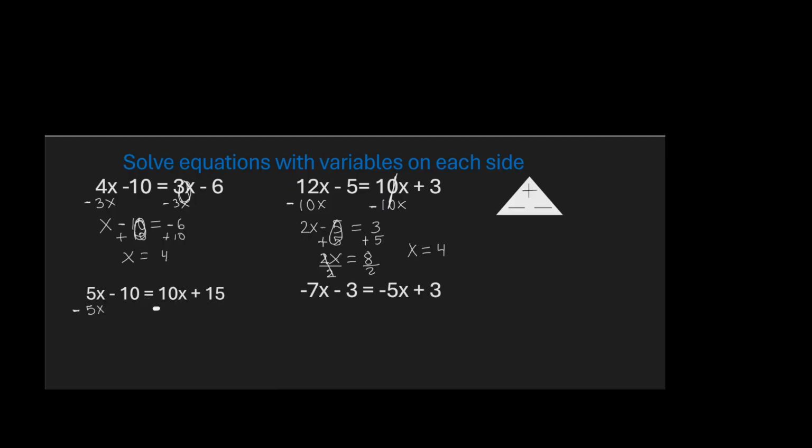Then I'm going to do the same thing on the other side, subtracting 5x. Then positive and negative 5, they cancel each other out. That is going to be 0. That's how we're going to get negative 10 equals.